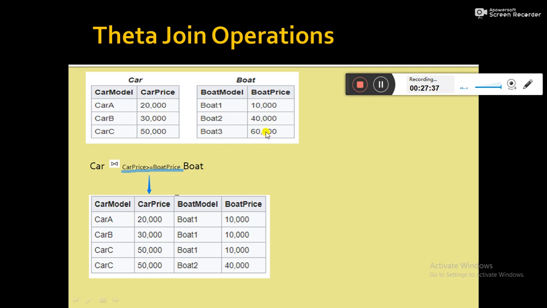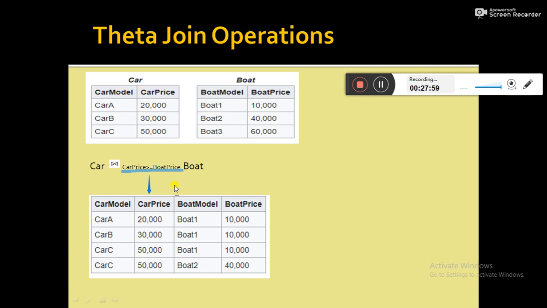No, so this is not going to be selected. Next record of car is car C 50,000. It will be associated with the first record. Check whether the condition is true or false. Yes, car price 50,000 is greater than boat price, which is 10,000. So car C 50,000, boat 1 10,000 gets selected.